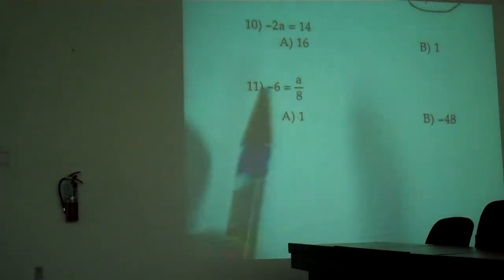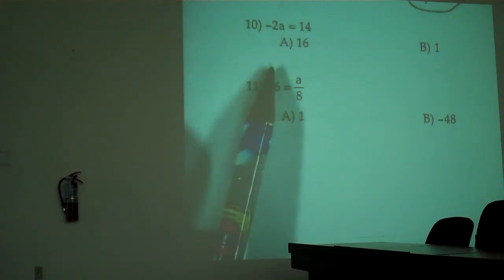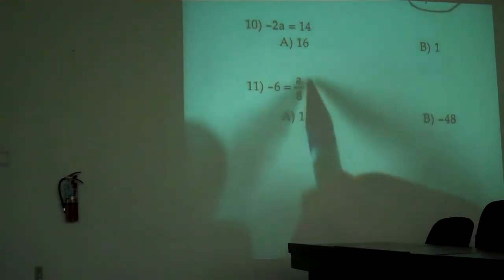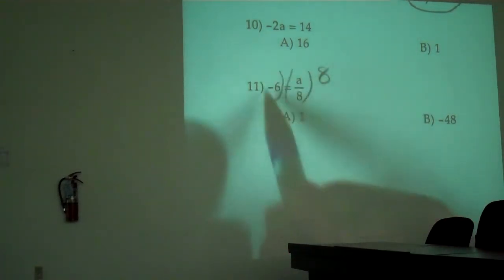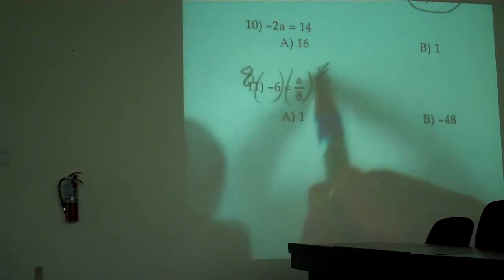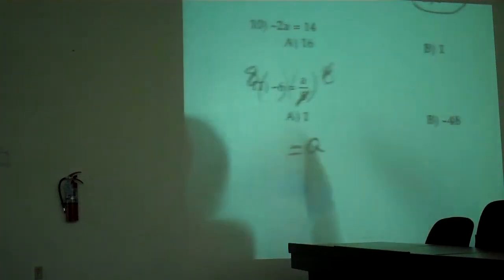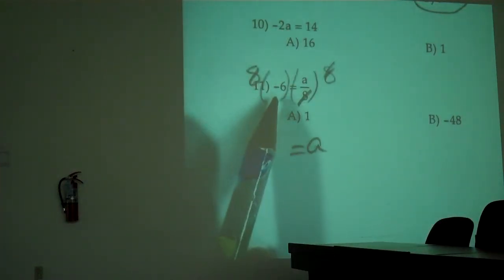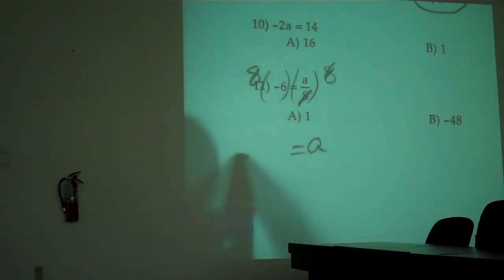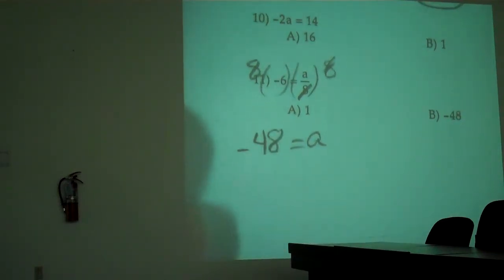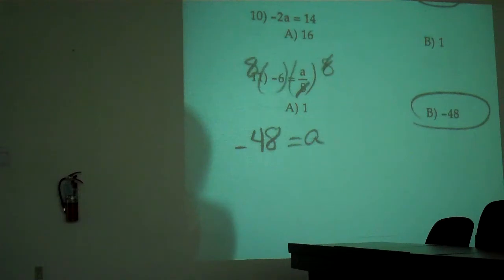The variable was divided by 8. You're going to multiply by 8, right? The opposite of what was done to the variable. Multiply by 8. Positive 8 times negative 6. Negative 48. Okay, that's the first page.